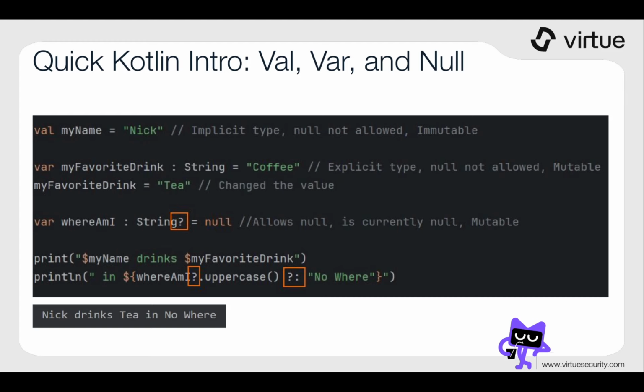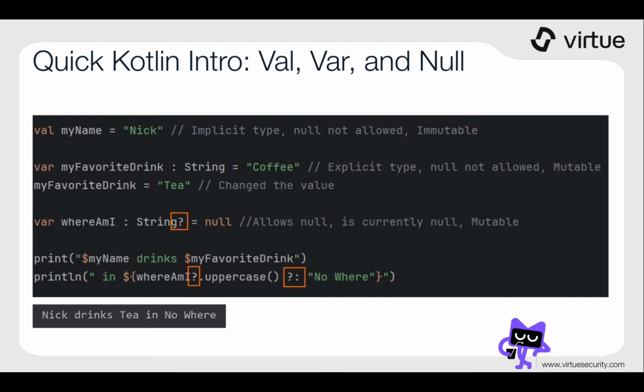So on the last line of code, we have a where am I followed by a question mark. This is called the safe call operator. It's like a built-in if-then. It's saying if where am I is not null, then call where am I dot uppercase. That's what's happening there. If it is null, it's just going to bring back a null and nothing's going to happen.